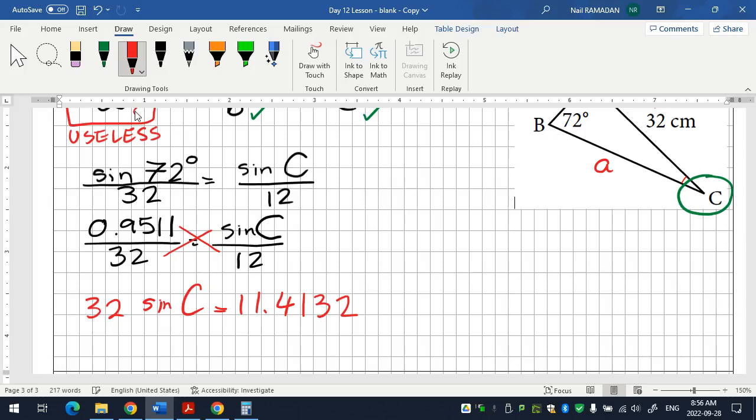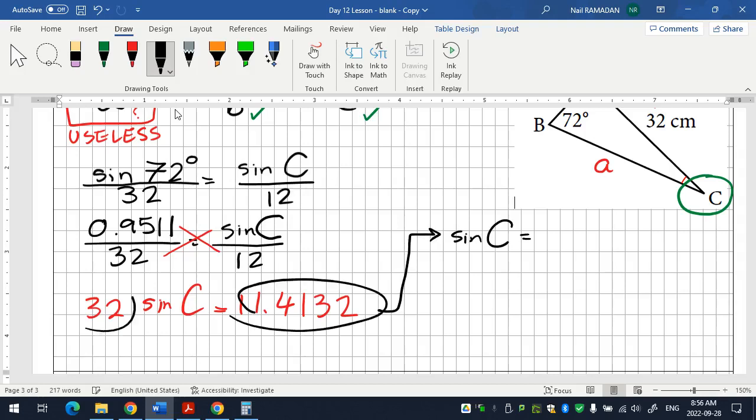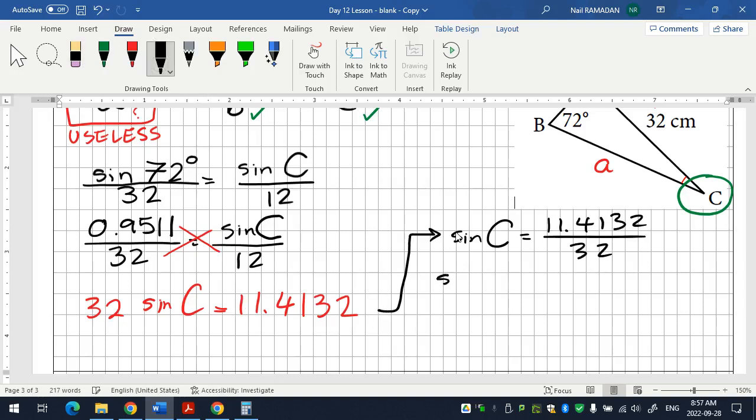Sine? No, not yet. I am hoping at the end to get capital C by itself. But so far, I have sine C. Okay, you're almost there. Not quite. That means my next step is sine C equals this guy, not minus, divide by this guy. You're not minusing, you're dividing. So 11.4132 divided by 32.